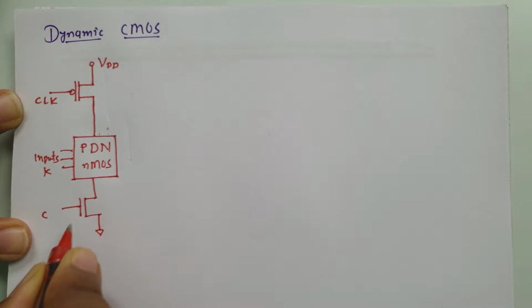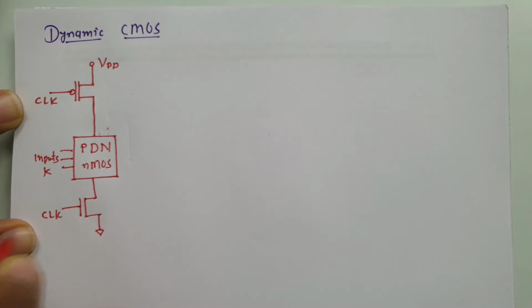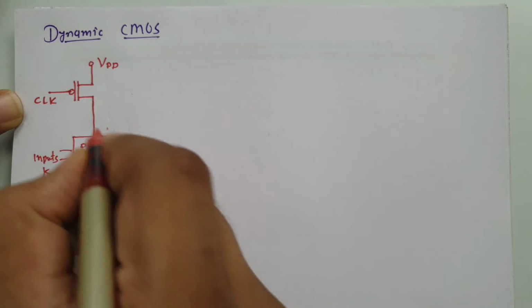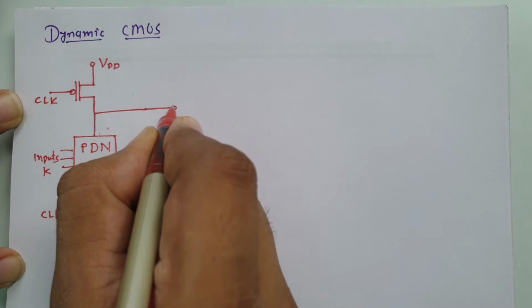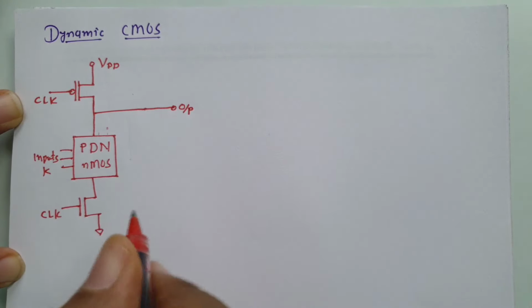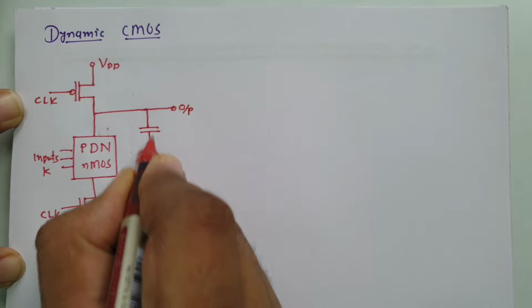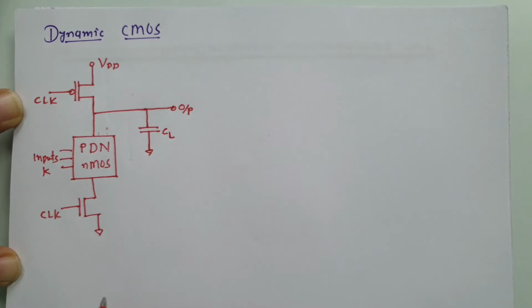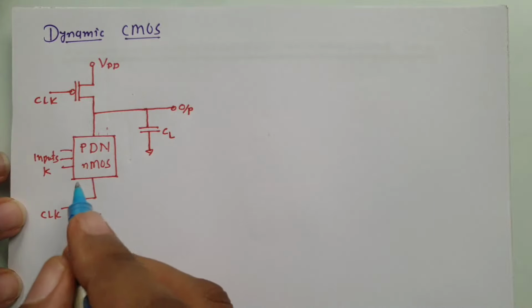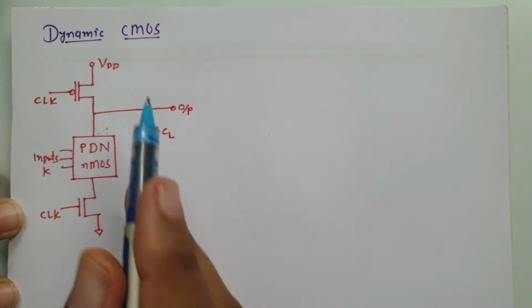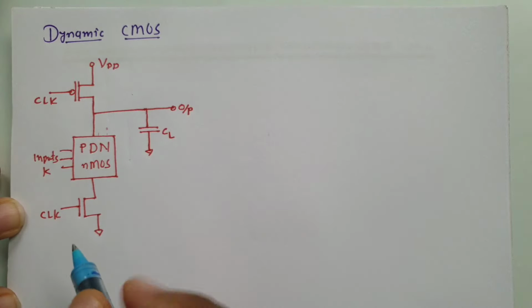Here we have the gated clock NMOS, and we take the output from this terminal, which we can connect to any other digital circuit. If I call the load capacitance CL, then this is the basic structure of Dynamic CMOS. Now I'll explain how, circuit-wise, this Dynamic CMOS is better compared to Static CMOS.